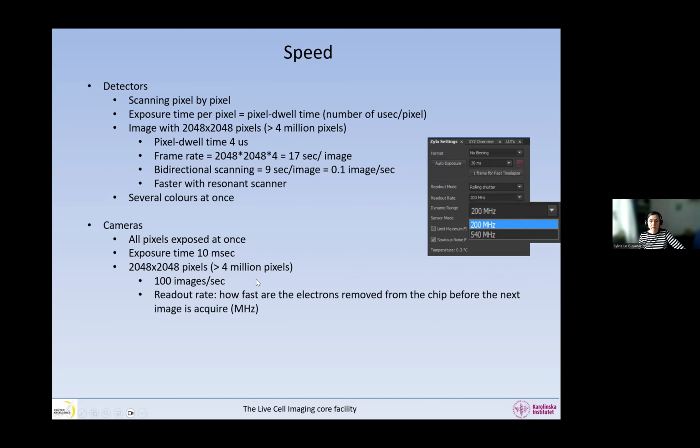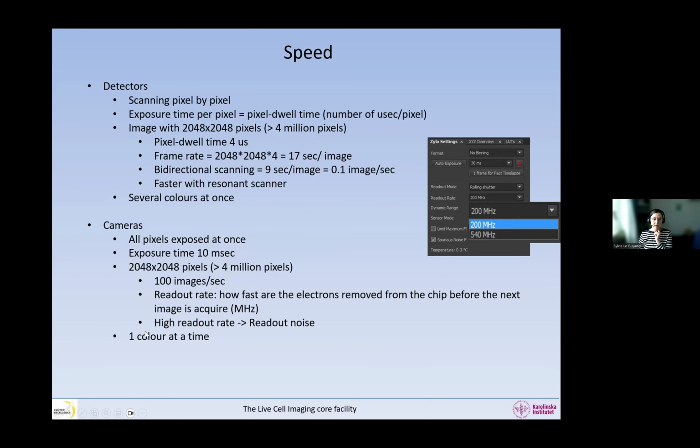There is something called the readout rate in a camera that you can change. In general, it's written in megahertz. And that means how fast the electrons are removed from the chip before the next image is acquired. And we will talk about the consequences of this. But this is something that you can influence if you want to go faster. Depending on the readout rate, you can change the speed of the acquisition. So unfortunately, if you use a high readout rate, like 540, then you get readout noise. And this we will talk about later today, the noise.